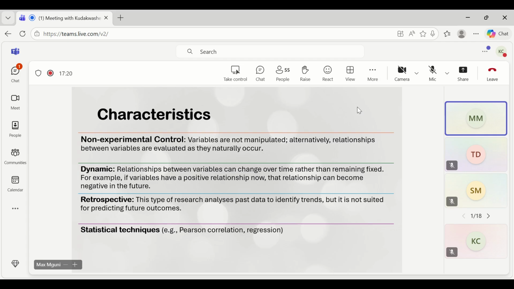These studies can also be retrospective. This type of research analyzes past data to identify trends, but it is not suited for predicting future outcomes. So this one cannot be used for prospective studies.